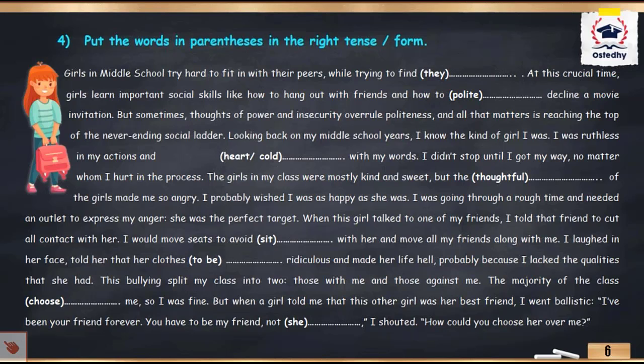Okay, Balqis, would you like to read the question if you don't mind? Put the words in parentheses in the right place or form. Okay, fine. Girls, so try number 1. It's easy for you. Go. Girls in middle school try hard to fit in with their peers. Why? They're trying to find themselves. Now you have to stop there because here you have a full stop. So the sentence ends here.